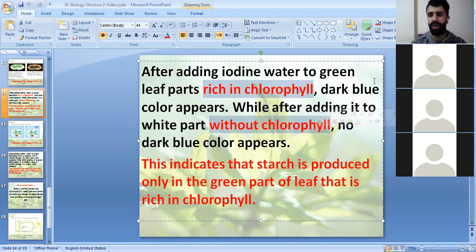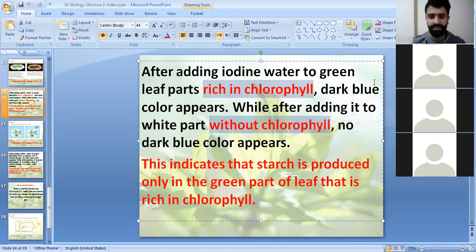So here is the variable. Maybe I'm going to ask you a question in the exam: what is the variable factor between leaves 1 and 2? Maybe I'm going to give you a leaf that is, for example, green, and another one that's not green. So the variable factor is the presence of the chlorophyll. Without chlorophyll, there is no dark blue color.